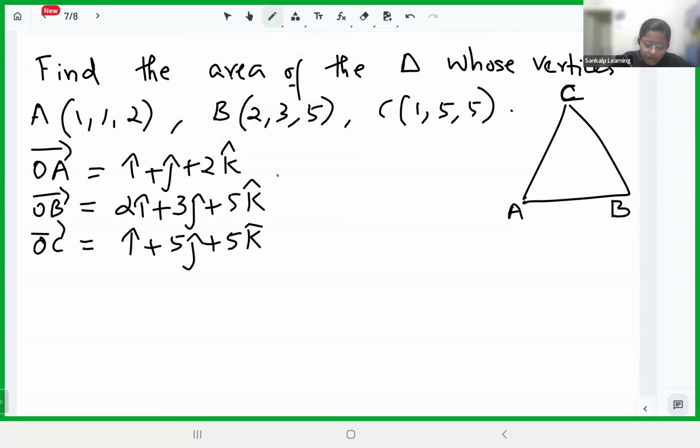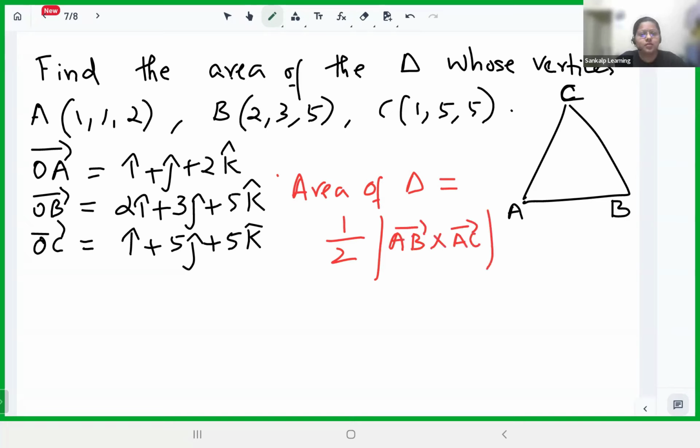So how will you find the area of a triangle? Area of triangle is equal to half of the magnitude of the cross product of two sides of the triangle, that is half of the magnitude of AB cross AC, where AB and AC are the adjacent sides of the triangle. This is the formula to find the area of a triangle.